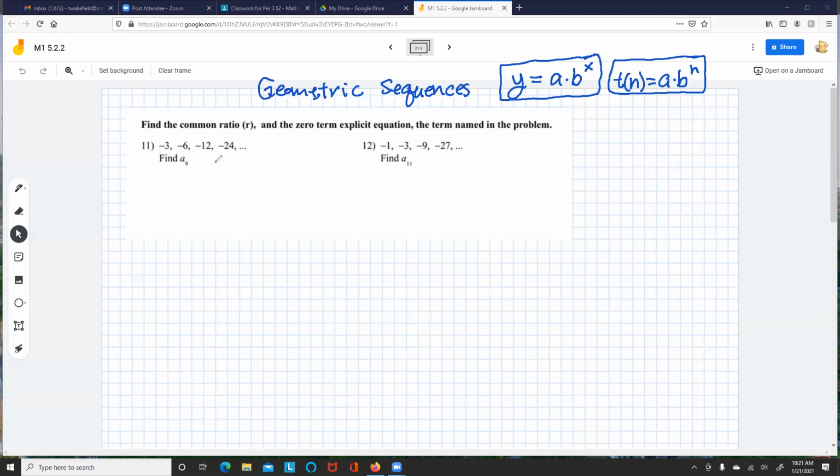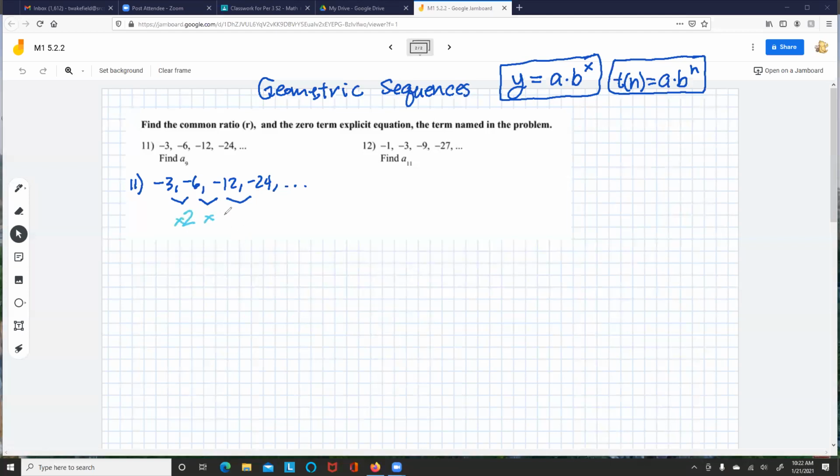Okay, how do you come up with the equation for this? Okay, so it's actually rather easy, but it's very subtle. You have to really pay attention. So 11, let's write down 11. We have negative 3, negative 6, negative 12, negative 24, dot, dot, dot. What's happening to the numbers here, you guys? What is happening to the numbers? They're doubling. Okay. So we're just multiplying by 2, right?